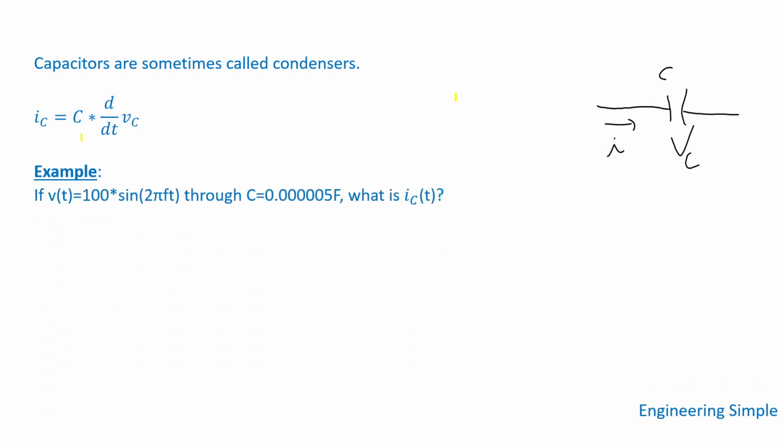Let's take a quick example. If we have a voltage across a capacitor which is 100 times sine of 2 pi times the frequency times time, through a 5 microfarad capacitance, then what is the current through this capacitor? If we apply this equation, we know current is equal to C times the derivative of voltage with respect to time. Capacitance is just 5 microfarads.